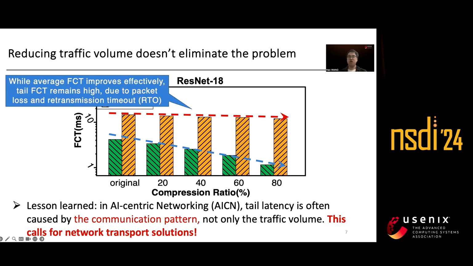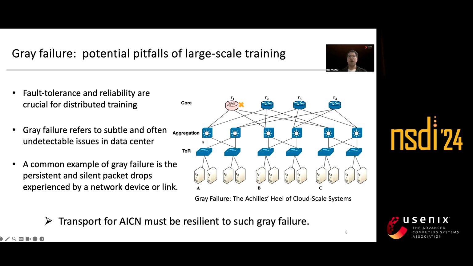In the following of this talk, we will refer to the network environment for running training as AI-centric networking. It must take care of gray failure, since fault tolerance and reliability are crucial for distributed training, especially for large models. Previous work observed that performance downgrading in data center networks is often caused by subtle and undetectable failures. That is gray failure rather than fail-stop failure. For example, a typical gray failure is the persistent yet hard-to-detect packet drop of a network device or link.